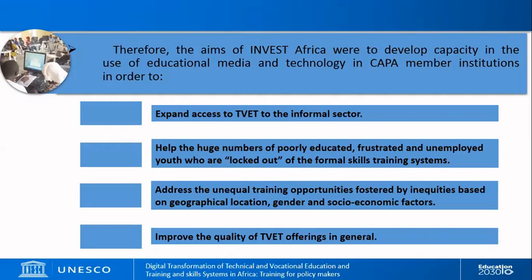in order to, one, expand access to TVET to the informal sector, help the huge numbers of poorly educated, frustrated, and unemployed youth who are locked out of the formal skills training system, address the unequal training opportunities fostered by inequalities based on geographical location, gender, and socioeconomic factors, and then improve the quality of TVET offerings in general.